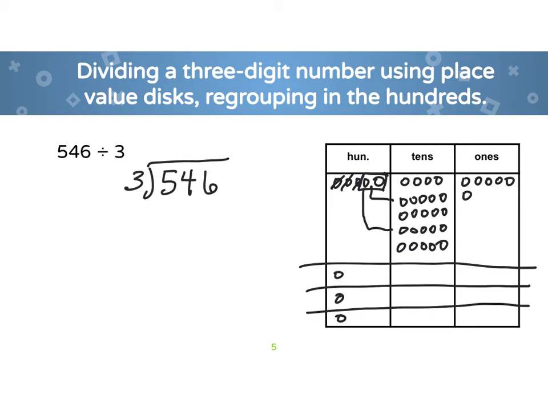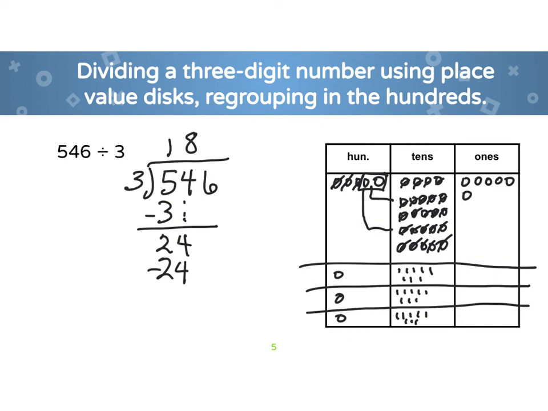Now I have 24 tens. So I'm going to stop and do that on my long division so you can see where we are in the process. Now you see over here in my long division, I also have 24 tens. So I'm going to do the same thing. 24 divided by 3 is 8. I give everybody 8, each group. 8 times 3 is 24. I didn't have any tens left over that I had to regroup, so I have 0 tens left over.